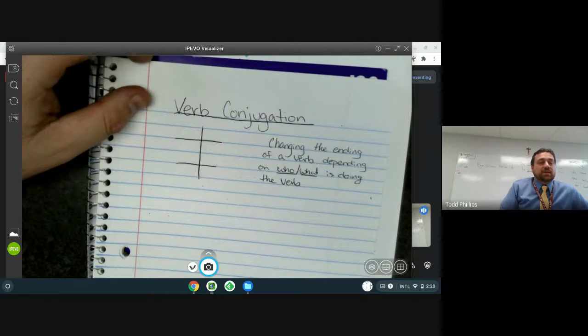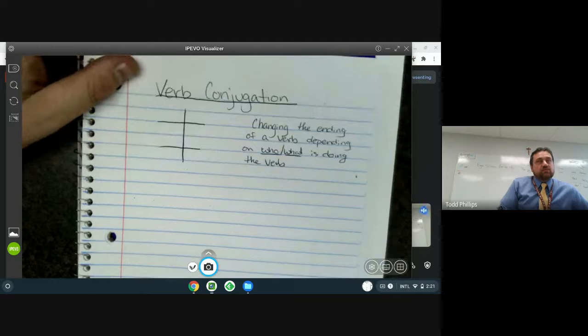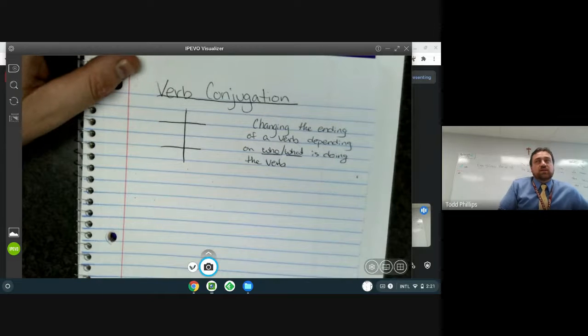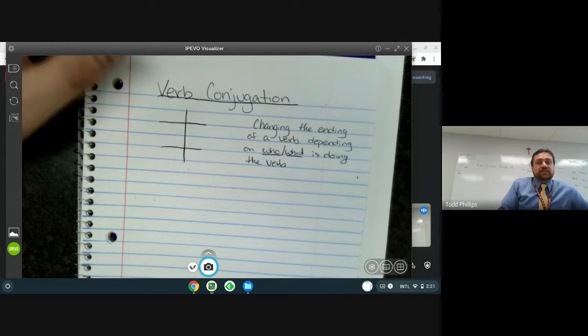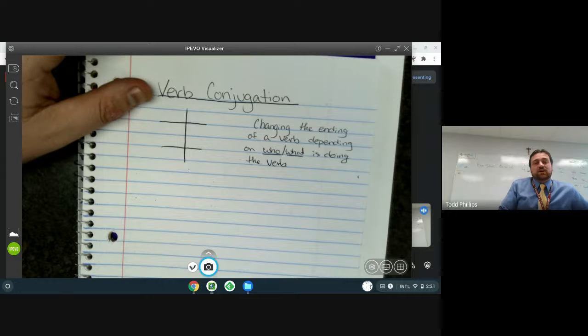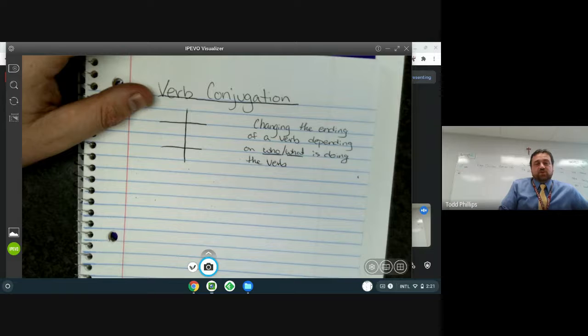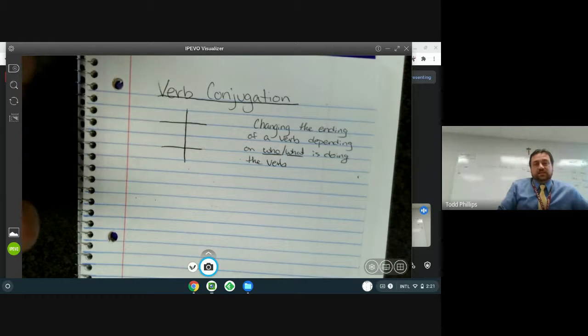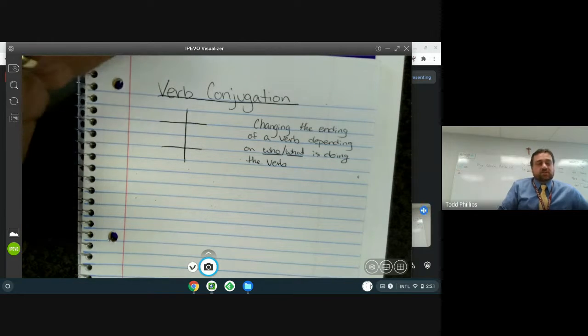So what is a verb? It's an action word. Hit, run, go, write, read. It's things you do, right? Cook. Even some words like be or is or are are verbs, right? Those are all part of the verb to be.